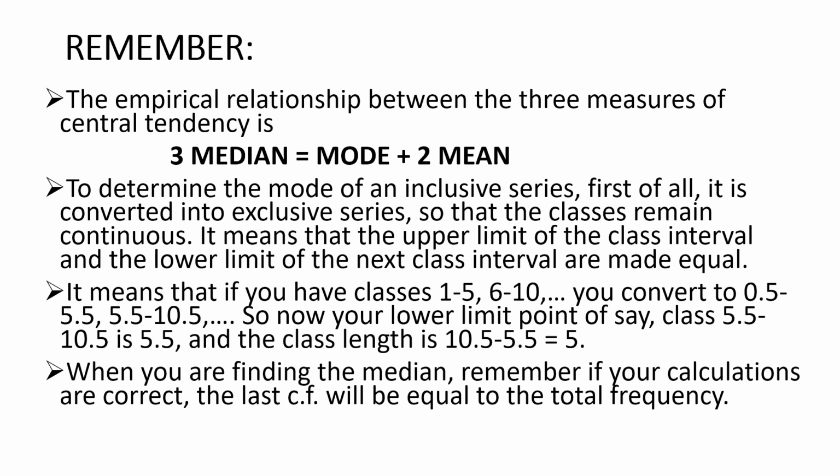Suppose you have classes 1 to 5, 6 to 10, they are called inclusive. Inclusive means 1 to 5, 1 and 5 both are included. You first convert to exclusive, which means 1 to 5 you will write as 0.5 to 5.5. Similarly, 6 to 10 you will write as 5.5 to 10.5. So now your classes are continuous. Now suppose I want the lower limit of the class 5.5 to 10.5, it will be 5.5. And the class length, you know, is the difference between the upper and lower limits. So it will be 10.5 minus 5.5, which is 5.